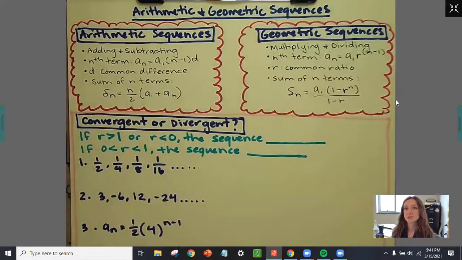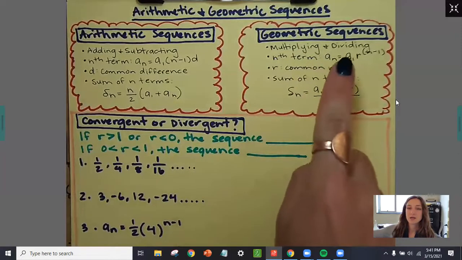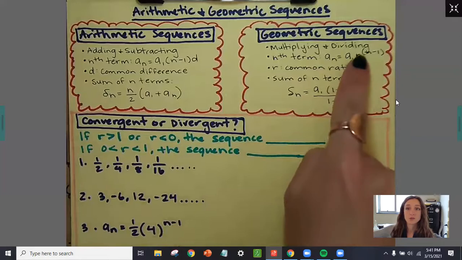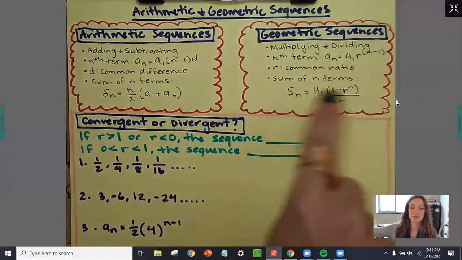All right, and then with geometric sequences, it's going to be multiplying and dividing. The nth term is given by a sub n equals a sub 1 times r to the power of n minus 1. The common ratio is r, and the sum of the n terms is this summation down here.